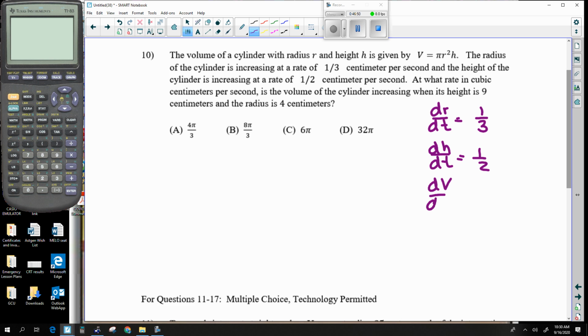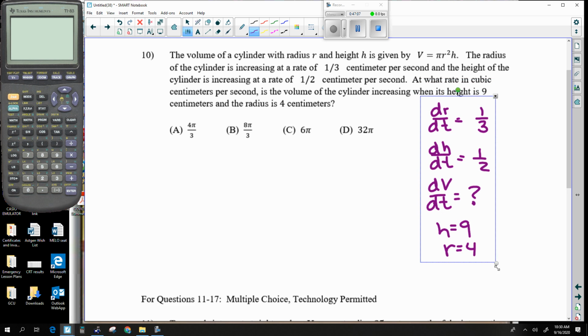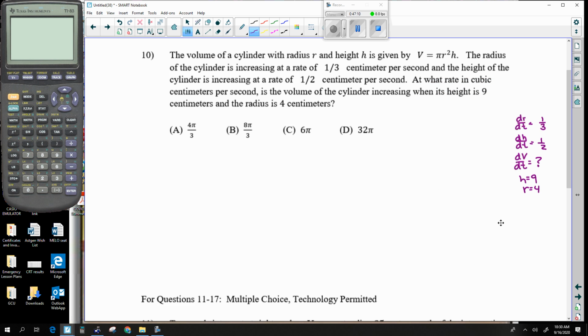So the question is, what is the volume increasing at, when the height is 9 and the radius is 4. All right. So this is the lay of the land. This is the given information and what the question is asking. All right, so the volume of a cylinder is given by V equals pi r squared h. And both the r and the h are changing. So you have to think of it kind of like a u times a v scenario right there.